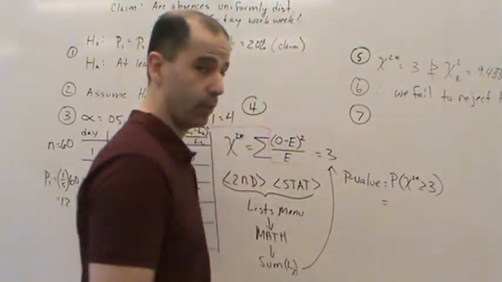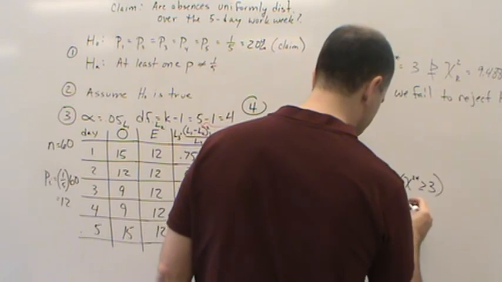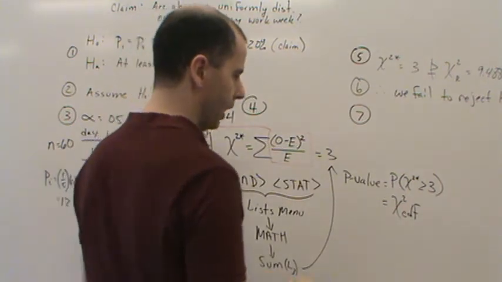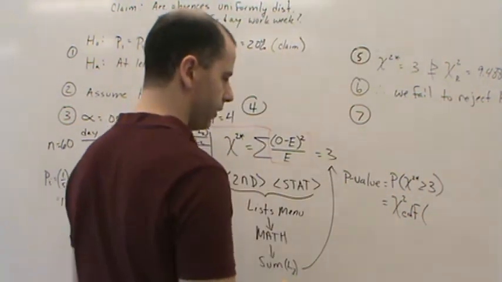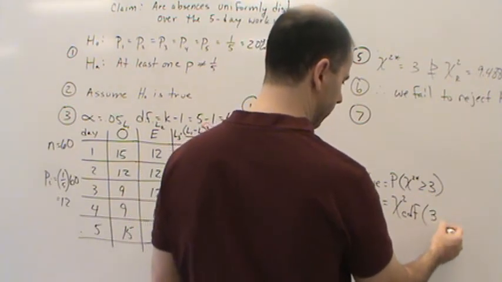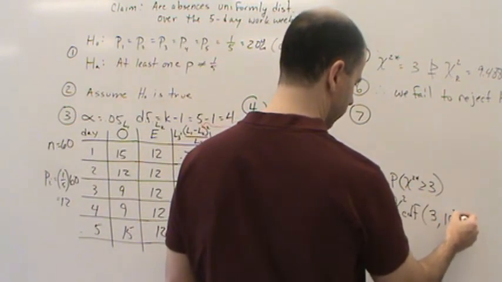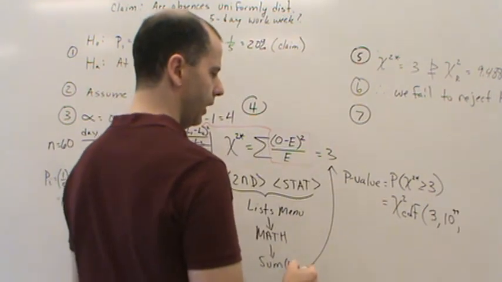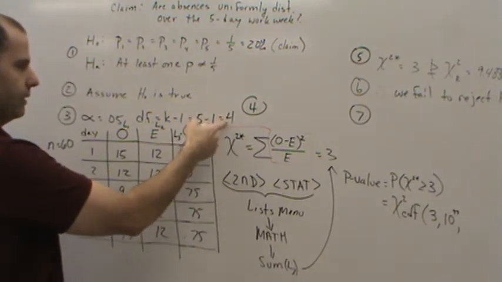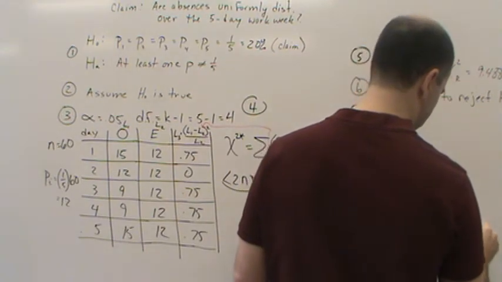And so here's where we're going to use the chi-squared CDF function on the calculator, which is similar to the TCDF, in that the first argument is going to be the lower bound. In this case, the lower bound is 3. The upper bound, because it's a right-tailed test, will be 10 to the 99th power, because it goes off to positive infinity. And the last thing is the degrees of freedom. Remember, the degrees of freedom is 4 in this case, not 59, because it's the categories minus 1.